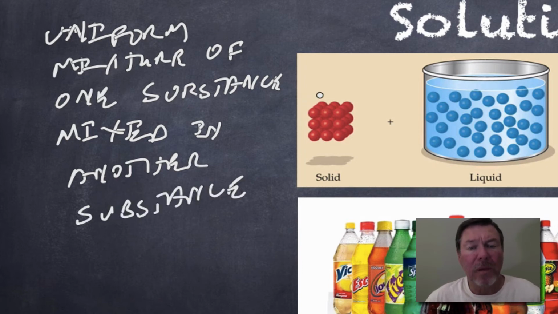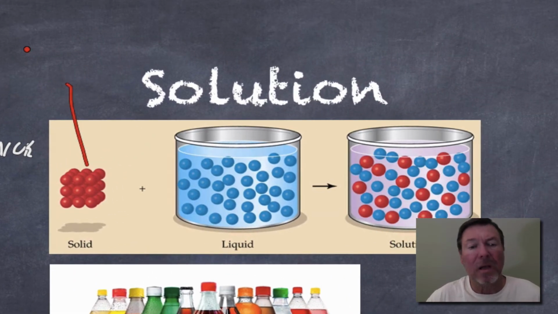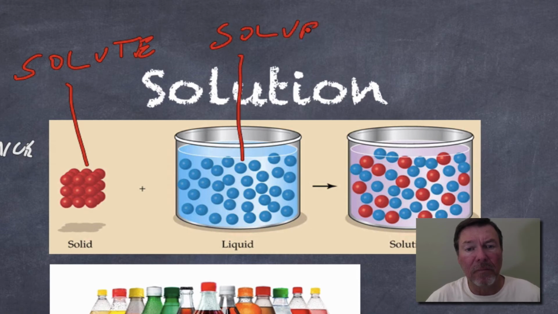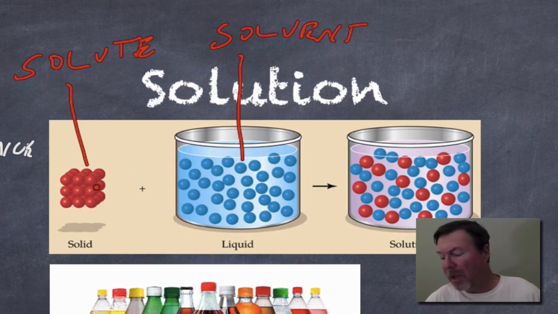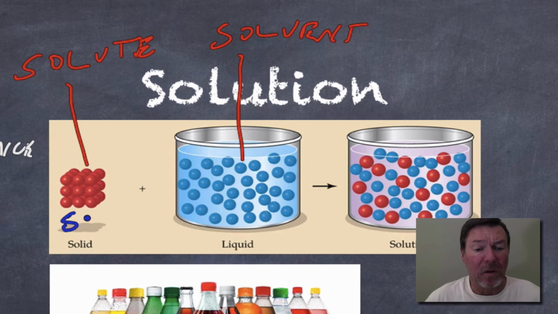And here we have a couple things we need to know. We have the solute, which is the substance that's being dissolved. We have the solvent, which is what we're mixing it in. So this could be, say, salt, NaCl. We just talked about the ionic bonds. This would be water maybe.